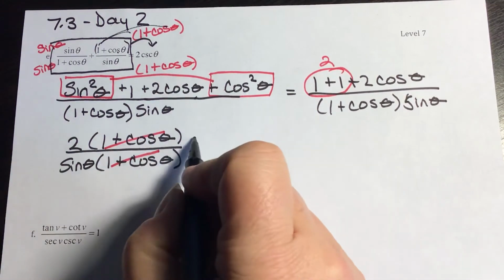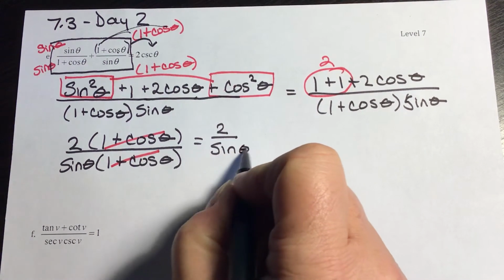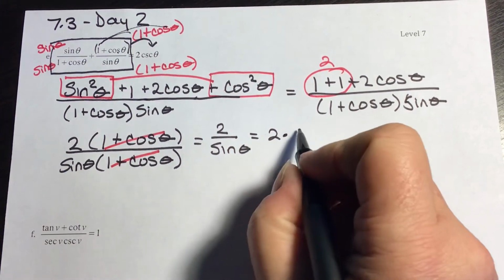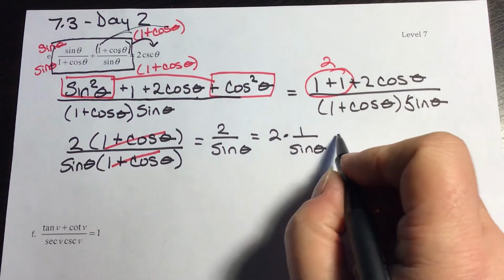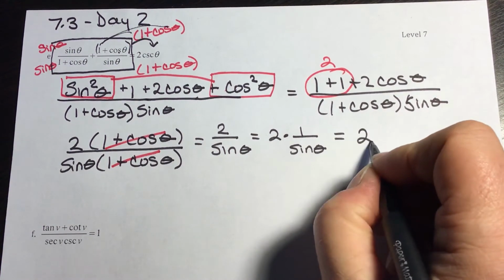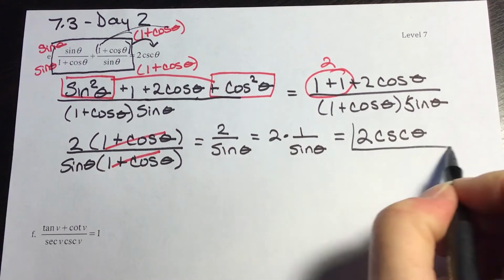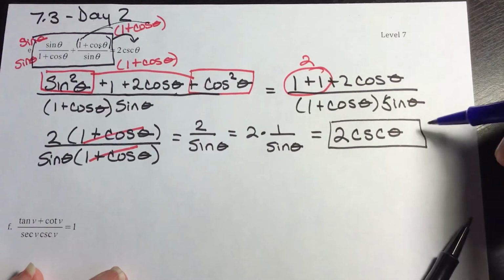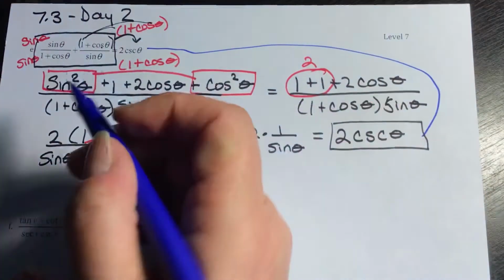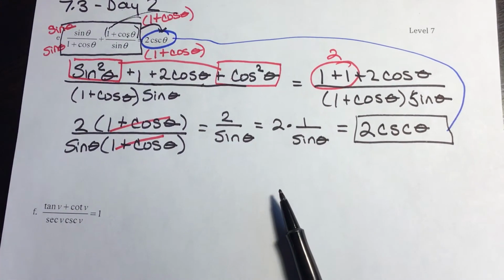So this gives me 2 over sine theta, or 2 times 1 over sine theta, and 1 over sine theta is cosecant. So I have 2 times cosecant of theta. Okay, so that's what I end up with, which is what I'm looking for right there. All right, so a lot of simplifying here.